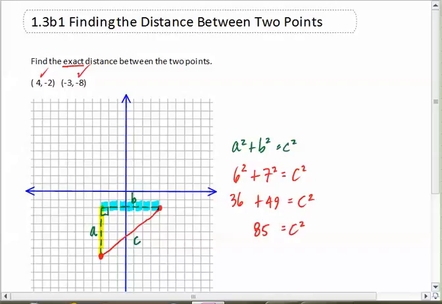Now, we're going to obviously take the square root of both sides to get C alone, because that's my distance there, right? C is just C to the first power. So what we get is square root of 85. Now, you might be tempted to put that in the calculator and find the decimal approximation, but let me remind you, it's asking for the exact distance.